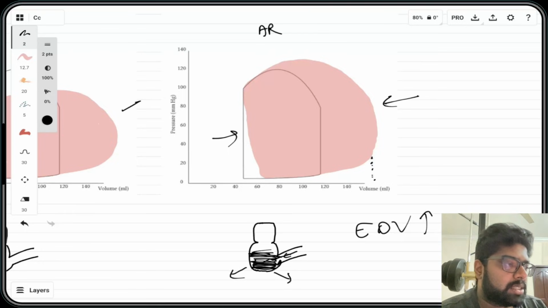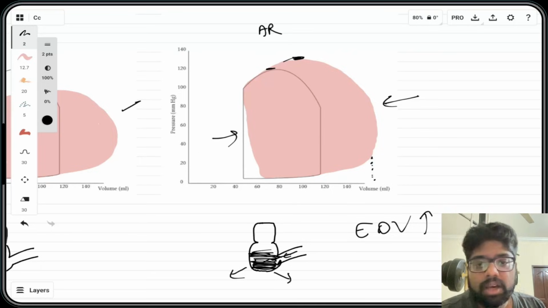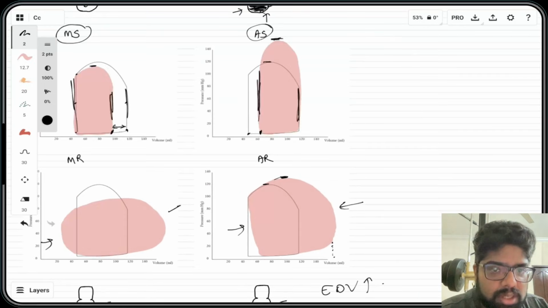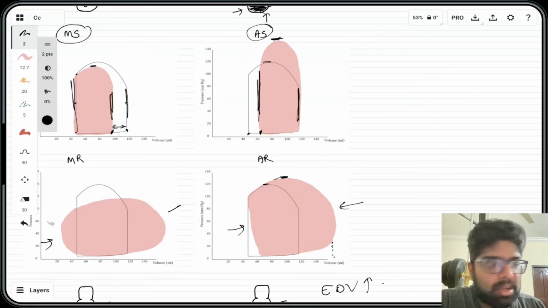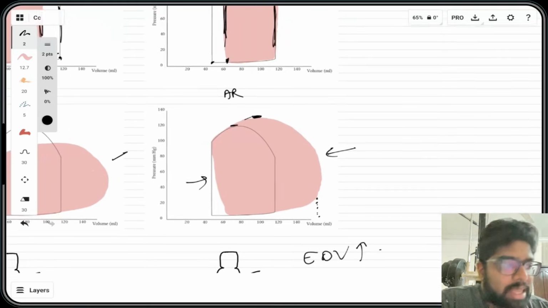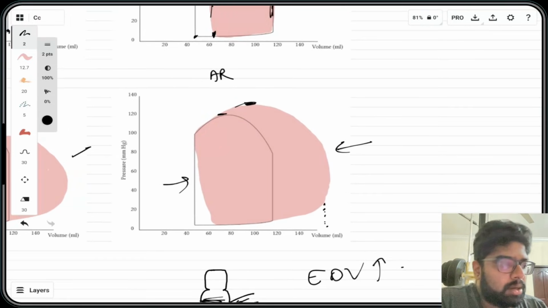So what will happen to the pressure? The peak systolic pressure will be increasing, as is evident here. This was the normal peak systolic pressure. This is the aortic regurgitation peak systolic pressure. You can compare it with the aortic stenosis graph. In aortic stenosis, the ventricle will have to pump harder through a stenosed opening, so the pressure is going to be much higher there. In aortic regurgitation, it's not going to be that high, but it is still going to be higher than normal levels.